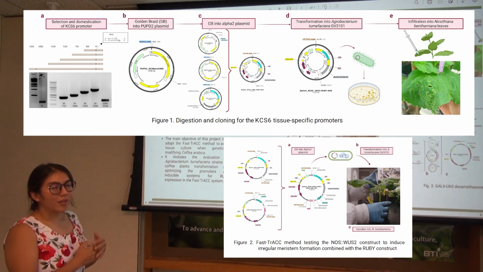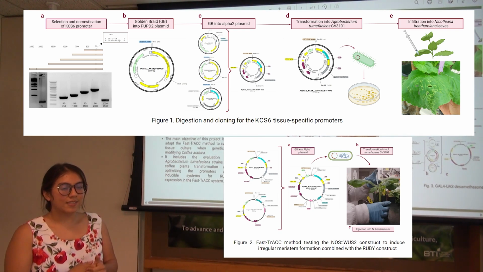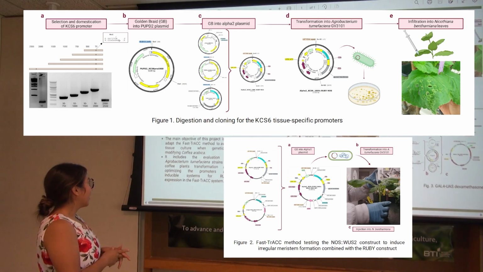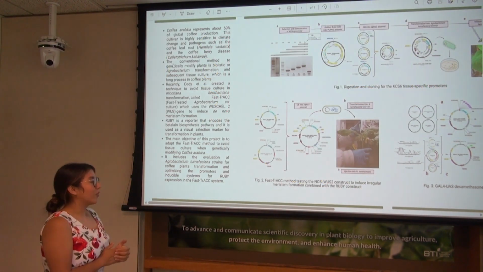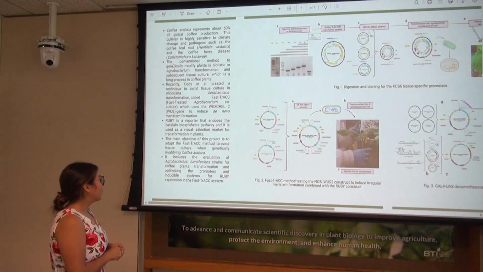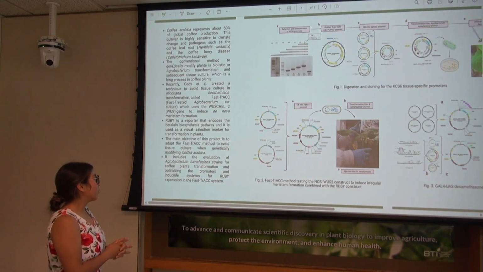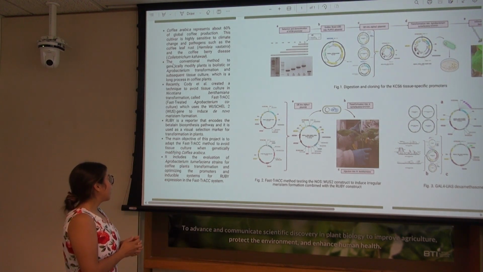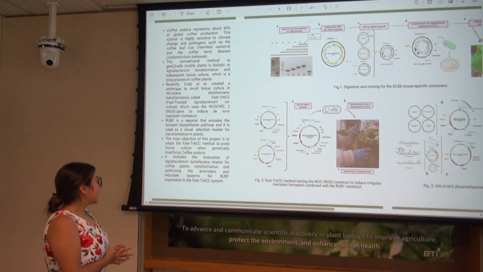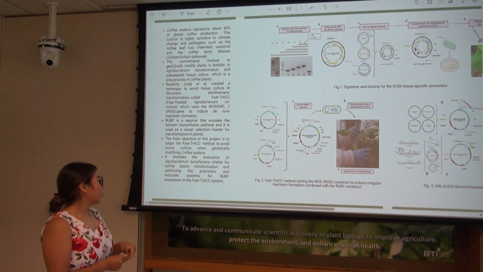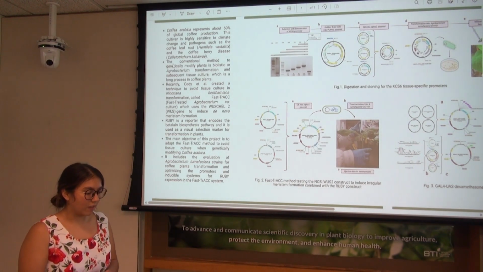So the main objective of this project was adapting this method, the fast track system, to genetically modifying coffee plants, especially the Coffea arabica cultivar. It actually includes two other objectives. First, we evaluated the different agrobacterial efficiency strains, and we optimized the promoters and inducible systems for the expression of Ruby in the fast track system.